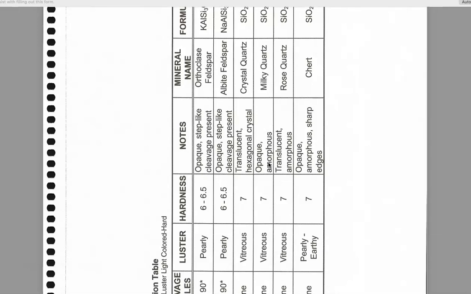So is this an opaque blob or is this a see-through hexagonal crystal? See, it's a not see-through blob. Yeah, it's a glassy, opaque blob. So more than likely this is what mineral?